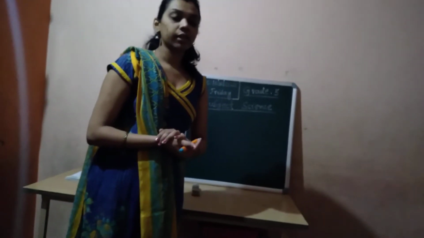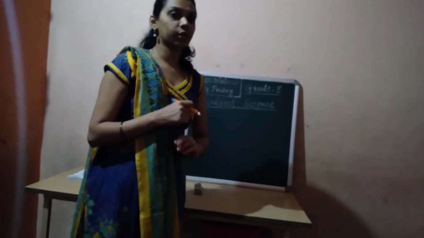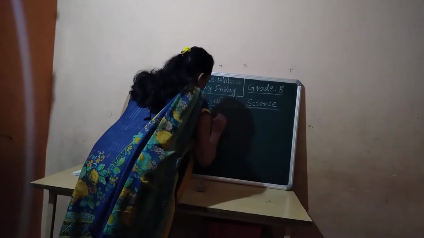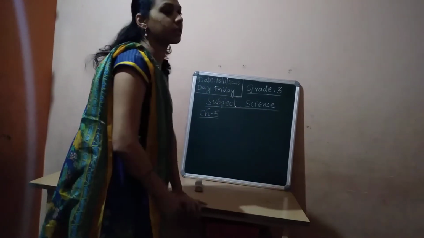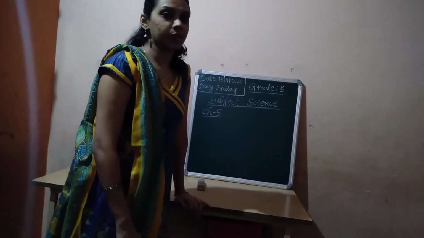Very good morning, children. In the last class, we completed chapter 4, the three states of matter: solid state, liquid state, and gaseous state. So, now in this recorded video, we are going to start a new chapter. It is chapter 5. We are just going to have an introduction to chapter 5.